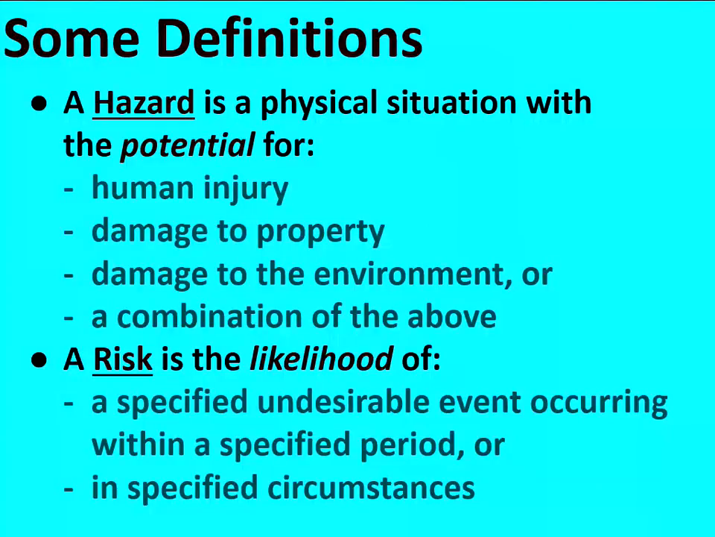And the risk is the likelihood that that will happen. Likelihood of a specified undesirable event occurring within a specified period or in certain circumstances. So the risk is usually given as a rate, once in 100 years, once in 1,000 years. That's the likelihood that a particular hazard will happen. Or sometimes it's given as a probability. So the probability that it might rain tomorrow could be 0.9. The probability that the temperature today will be 30 degrees Celsius would be 0.